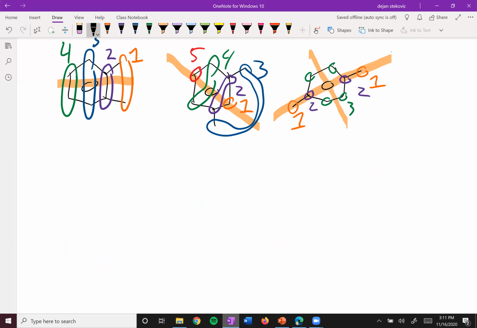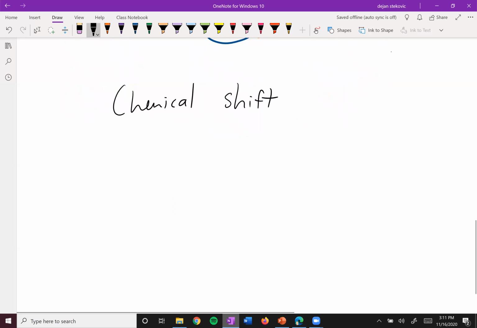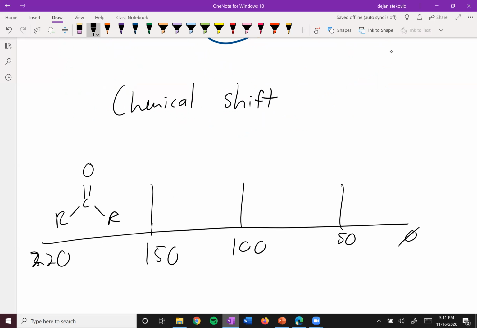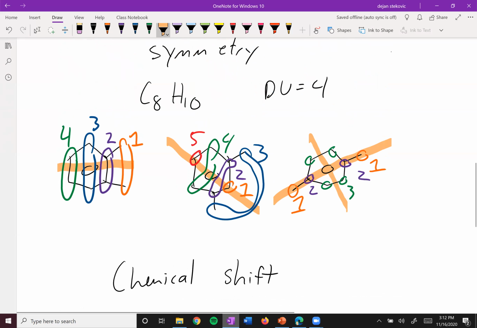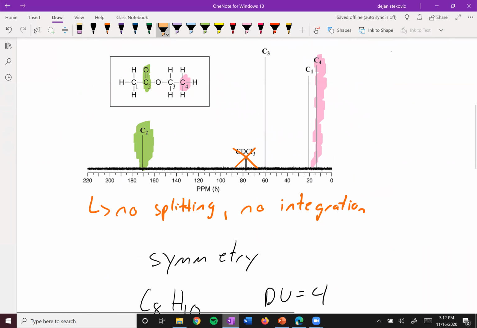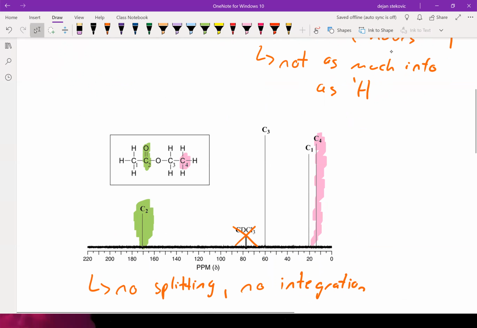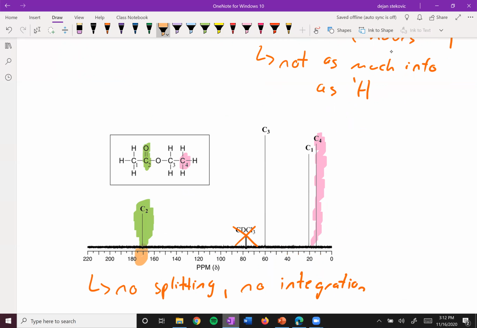Another very useful piece of carbon NMR is chemical shift. Similar to proton NMR, certain things will show up in certain regions. So we've got like 50 over here, 100 over here, and then like 150 over here. If you see something above 150, below 220, or really close there, you have some kind of carbonyl, right? That's indicating this carbon right here, which we saw in our example of ethyl acetate. It has a peak right here at like 170-ish.